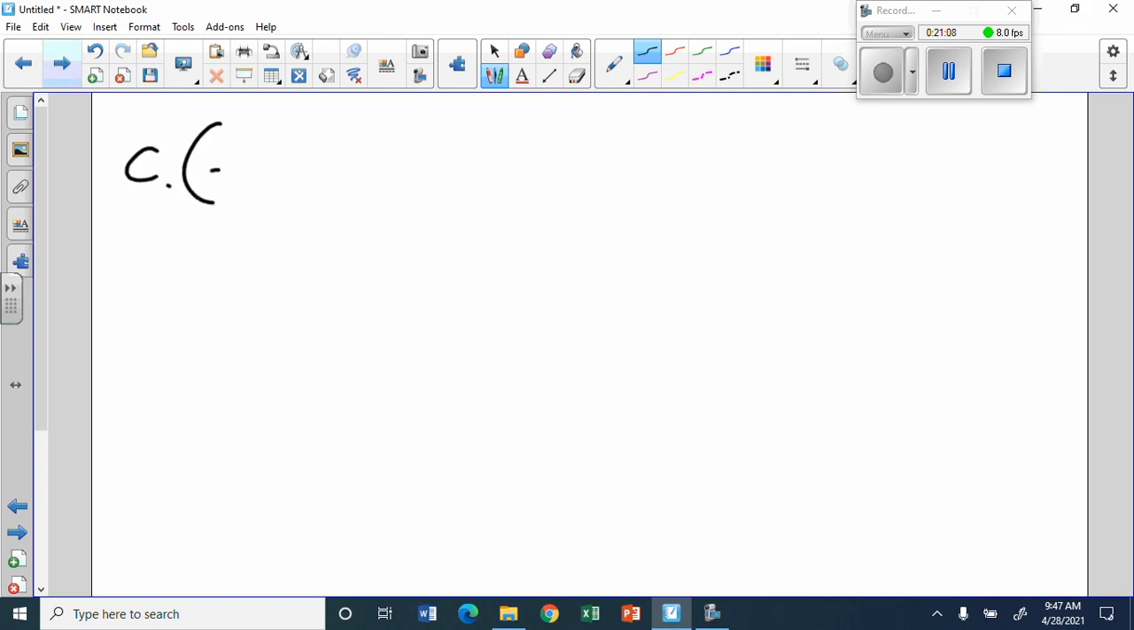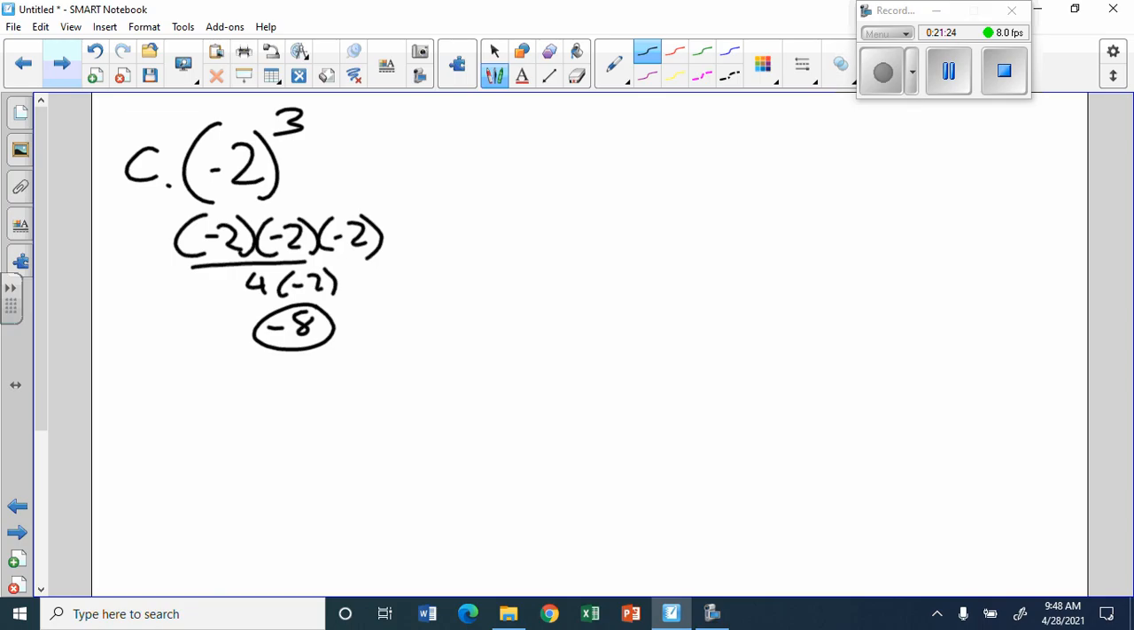Let's look at C. C is going to be -2 cubed. If we write that out, parentheses, -2 times -2 times -2. I like using parentheses with these. What's -2 times -2? So 4 times -2? -8. And negative makes sense because we have that 3. Which takes us to E. -9 squared. It's going to be an even number of negatives, so the answer is positive. What's -9 squared? 81. -9 times -9.